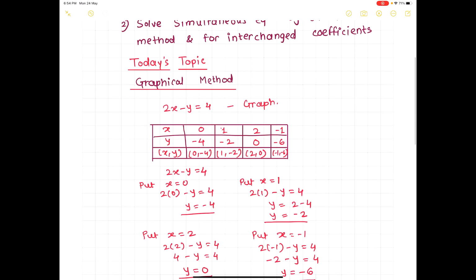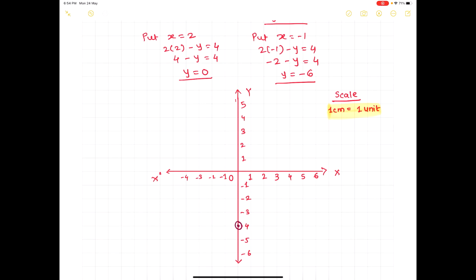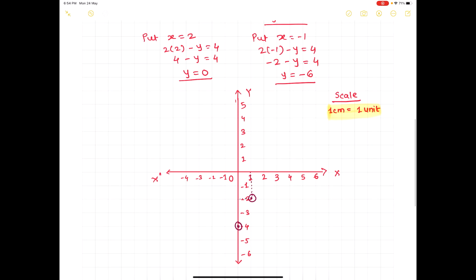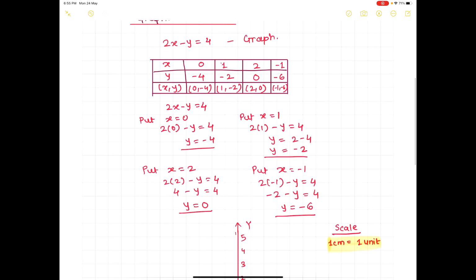Next, 1, minus 2. x is 1 and y is minus 2. Means this is 1 and this is 2. So the point will be here. 1, minus 2. Third point is what? 2, 0. 2 means on the x-axis, and 0 is y. So the point will be on the x-axis. We know that if the y coordinate is 0, then the point is on the x-axis, and if the x coordinate is 0, then the point is on the y-axis. Okay, so this point is 2, 0.